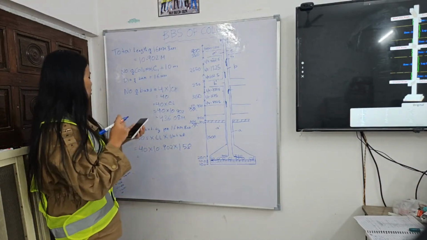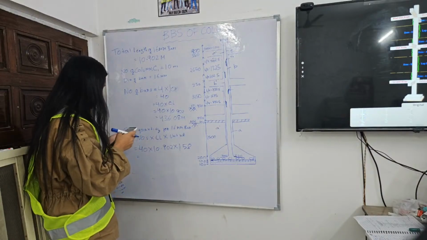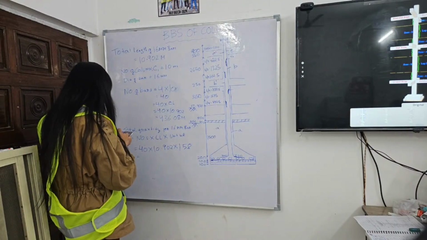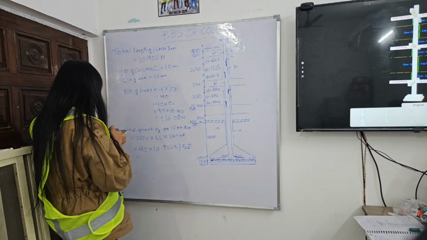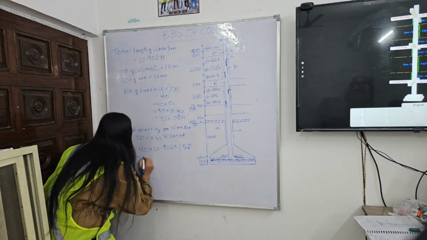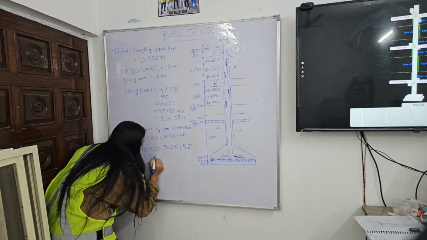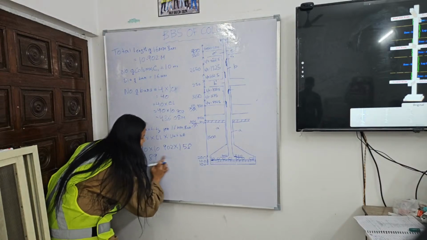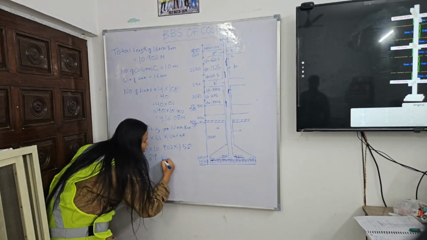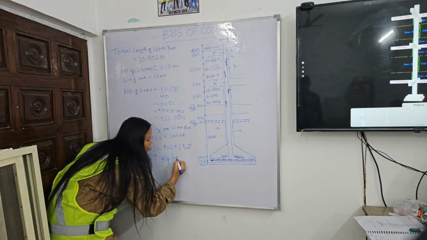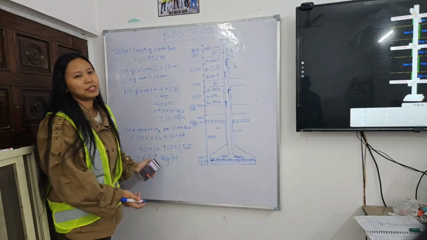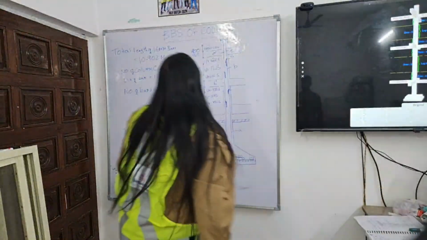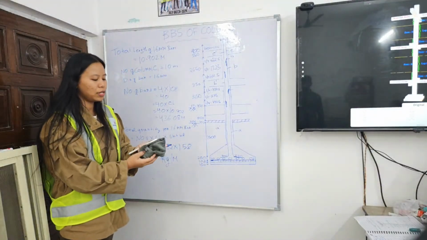So now the total value of this will be 689 kg. Yeah, this is for 16 mm bar. And now I am going to be calculating for 12 mm bar.